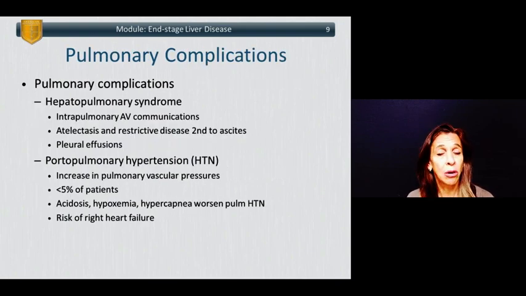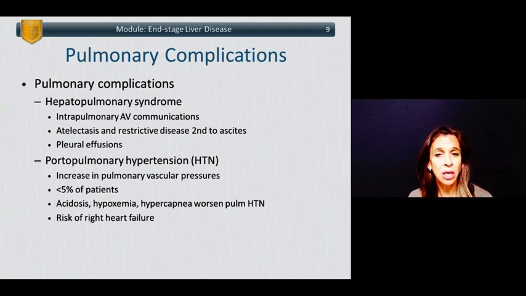Pulmonary complications are common in patients with end-stage liver disease. And these are often very serious and life-threatening complications. Hepatopulmonary syndrome is due to intrapulmonary arteriovenous communications and shunting. There's also atelectasis and restrictive lung disease secondary to ascites, and pleural effusions secondary to volume overload and hypoalbuminemia.